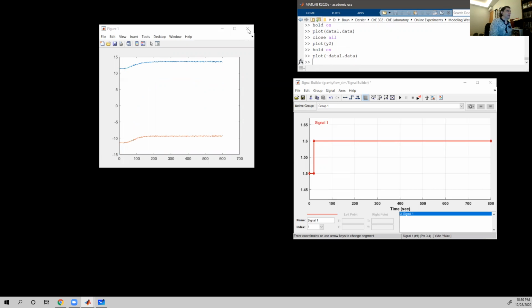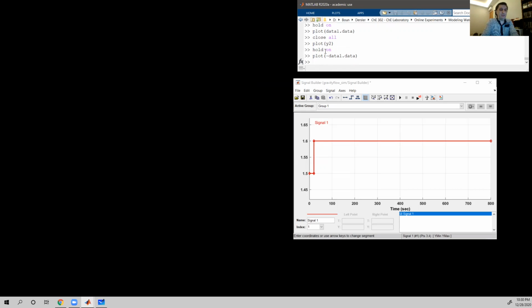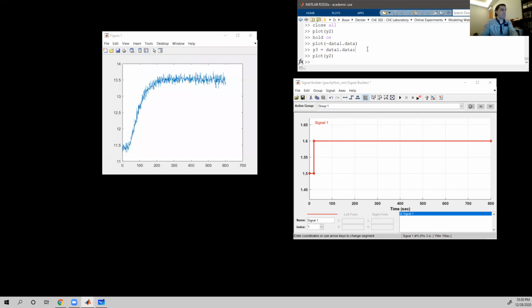No, that wouldn't be the case. I should have subtracted from the initial value. I'm sorry for that. So let me call it Y3. Y2 again. Actually, Y2 minus Y2,1. All right, hold on, plot Y3, and I need a negative value, so it's plus. Okay, that's very good.